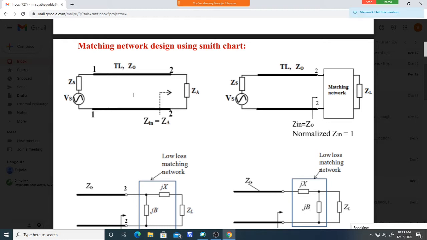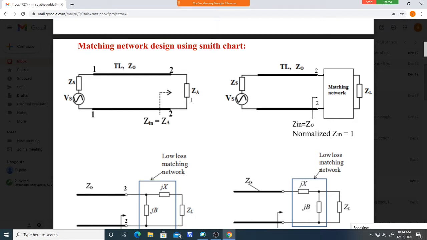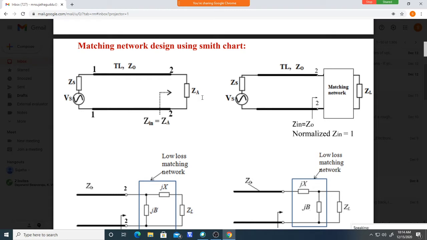Okay, to match the impedance. As we have studied in depth in the previous semester TLW, for maximum power transfer to the load, the impedance of the source must be matched with the impedance of the transmission line, and that should be matched with the ZA. Then only we will be getting maximum power transfer from the source to the load. That we studied in depth in the previous semester.